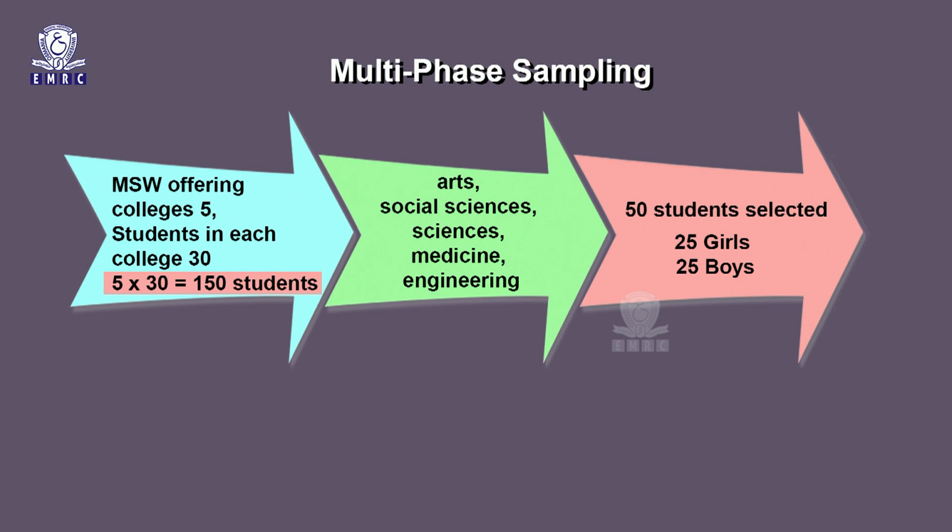For example, the researcher is interested to know the opinion of the students pursuing the MSW course. Say there are 5 colleges offering the MSW course in Hyderabad city with an intake of 30 students each. The sampling frame will be constructed with the students of the 5 colleges. In the next phase, the students will be studied with regard to their academic background, like arts, social sciences, medicine, and so on. In the next phase, 50 students will be selected from the total students for our study, of which 25 girls and 25 boys will be selected. This constitutes the final sample for the study.